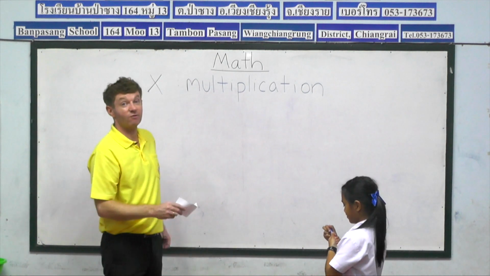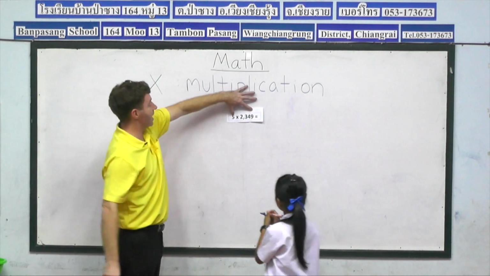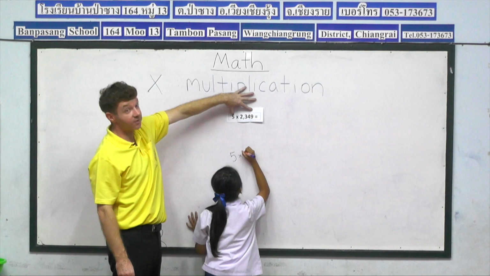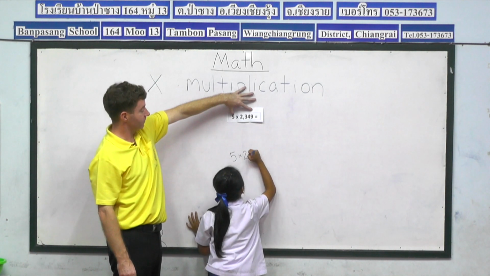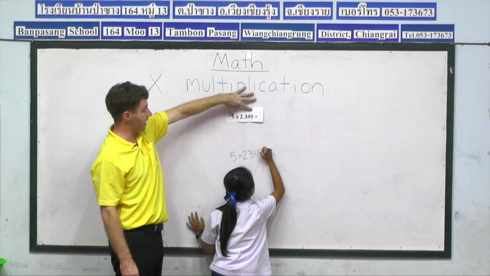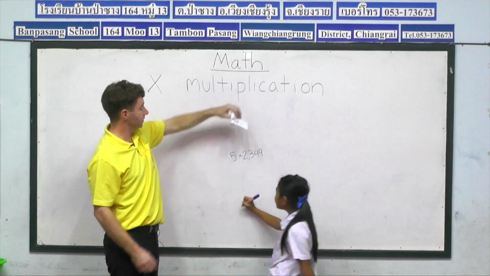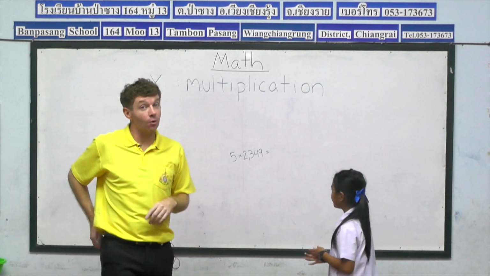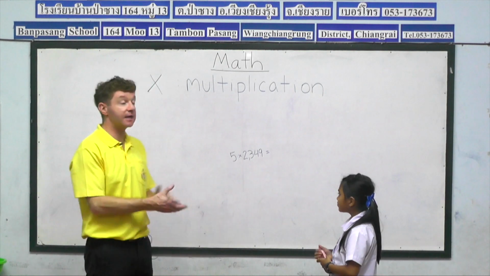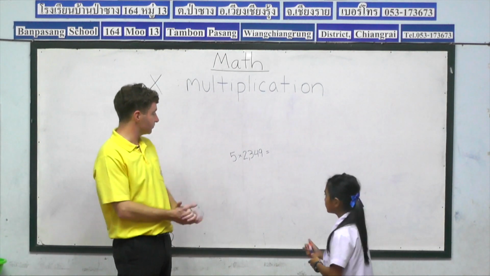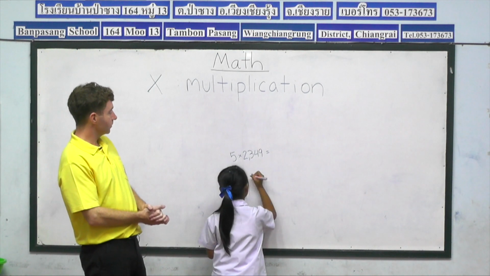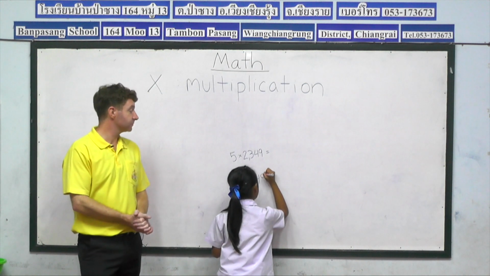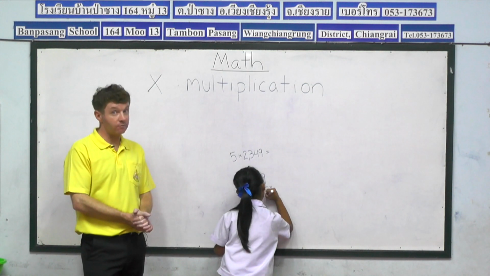So first of all, let's write the problem on the board. 5 times 2,349 equals. So first thing to do, as always, organize. Let's write our multiplication table. So we'll have 2,349 times 5. So now we're ready to answer the problem.